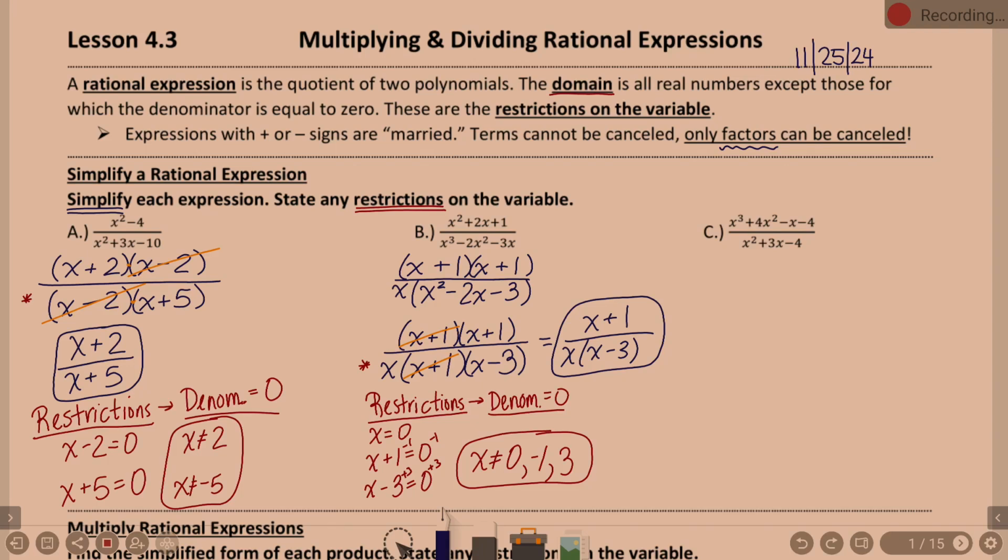Now, I'm going to say it because I know some of you are thinking of it. Some of you probably just want to say, ooh, cancel the 4s. But we can't do that, right? Those minus 4s are married to the other terms. You can only cancel factors. So we are going to factor.